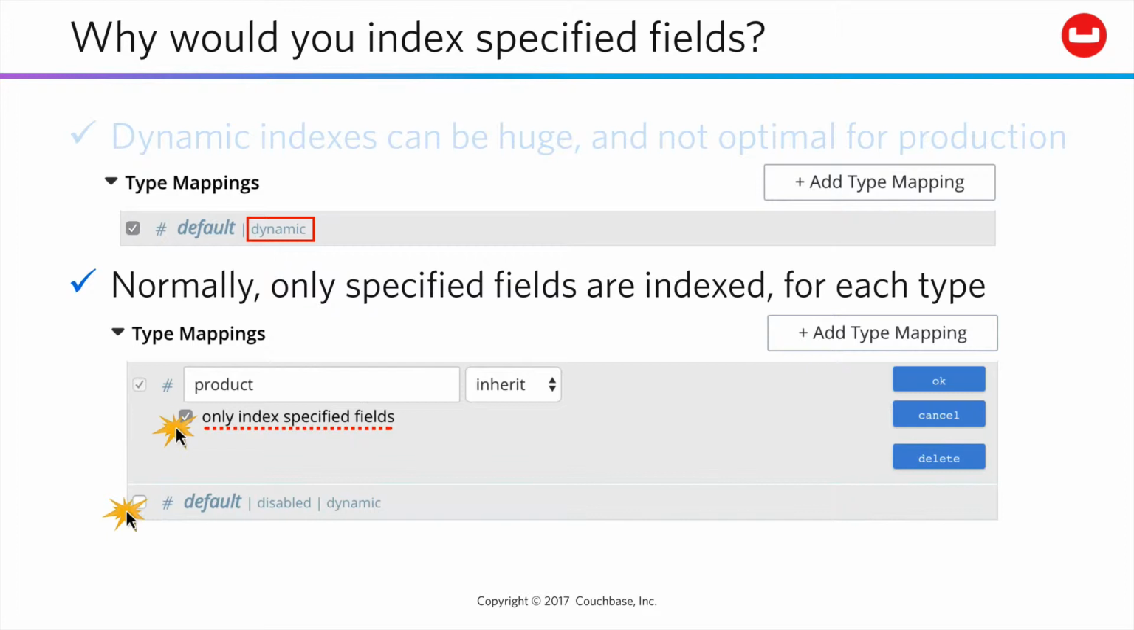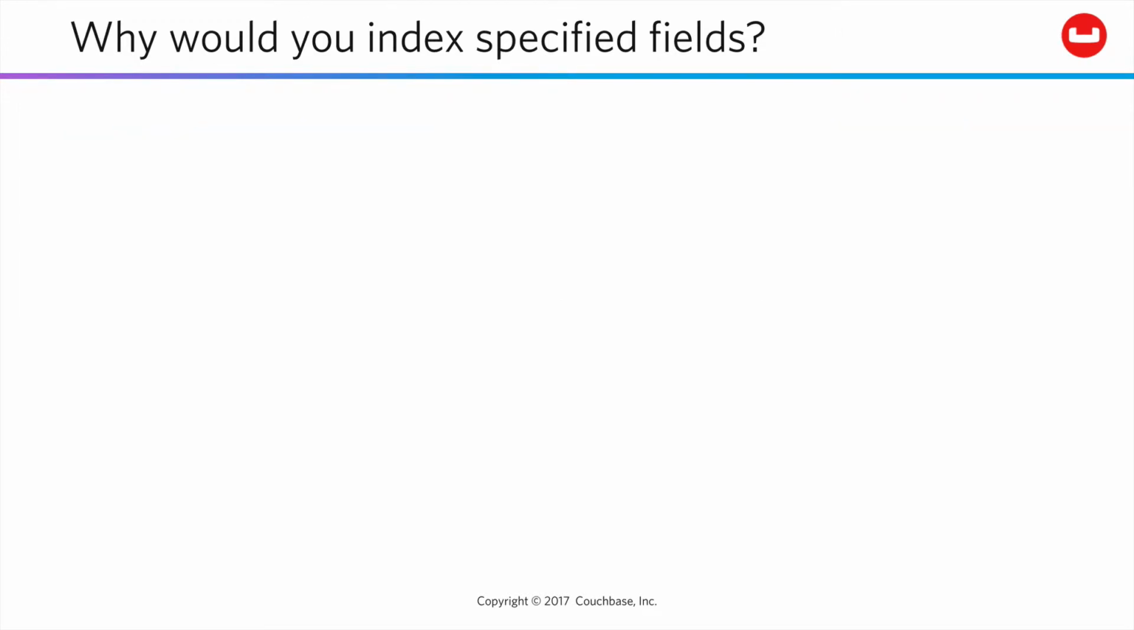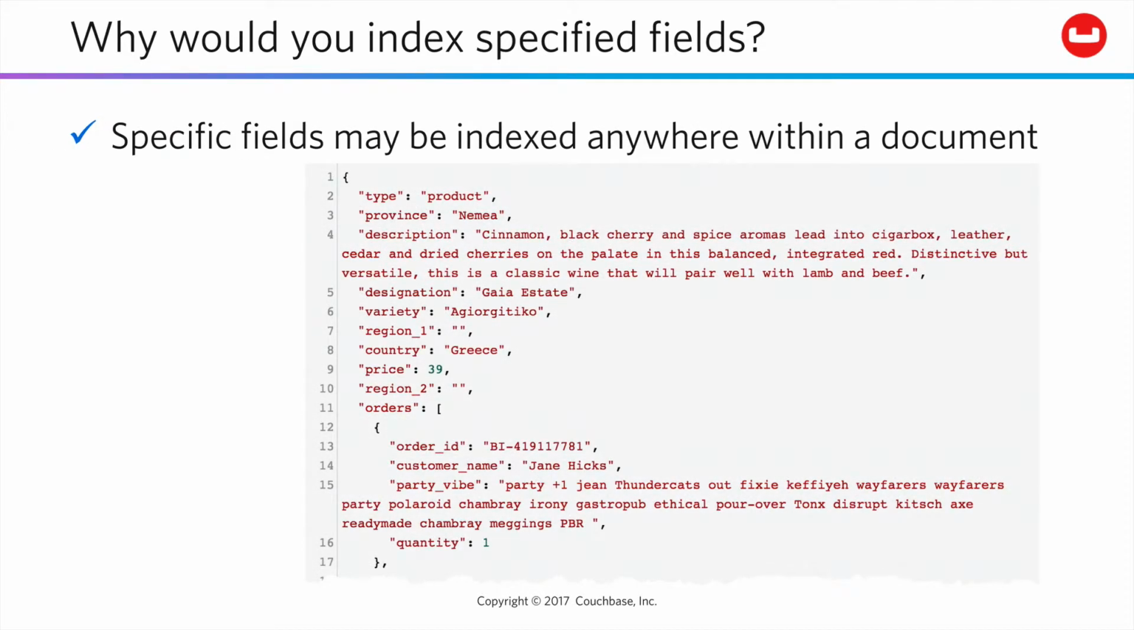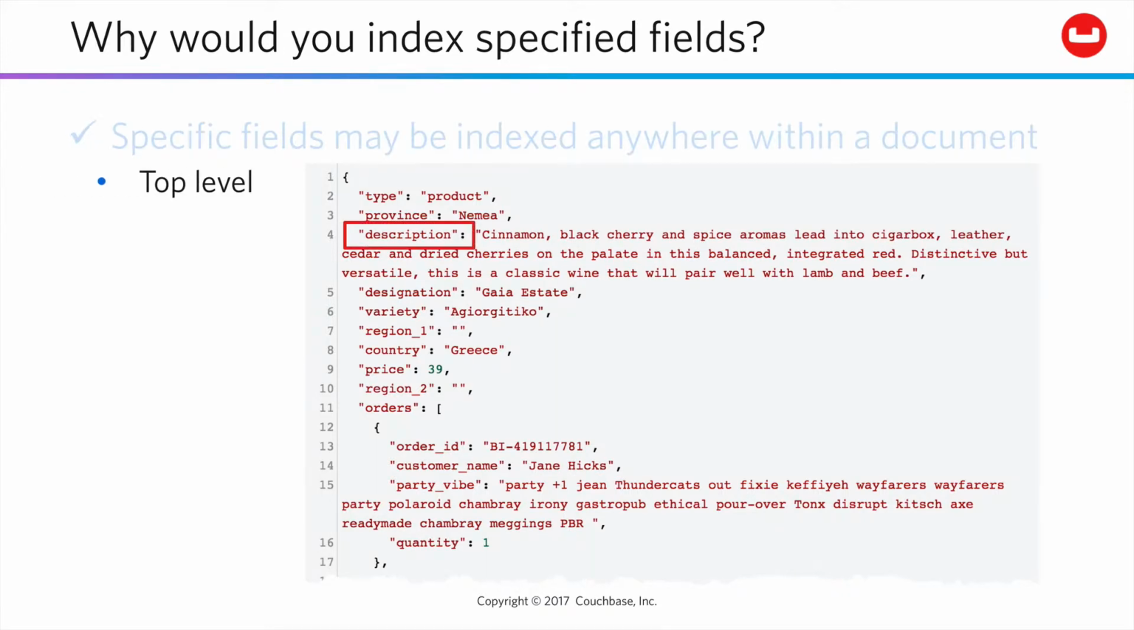Also, because it's completely valid to map multiple document types to be included in an index, you'll want to remember to uncheck the default mapping. Otherwise, you'll continue indexing all documents, regardless of type, even though you also added a type-specific mapping. You can index any specific field within your documents, whether top-level or nested. You just need to know the field names.